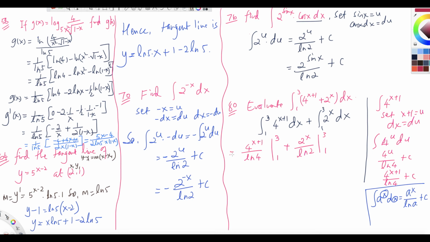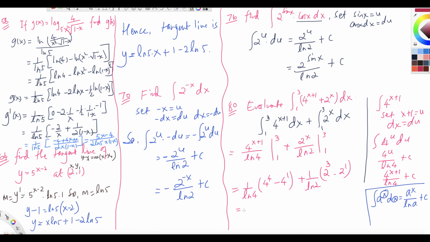Now plug in 3 first and then minus 1. Let me write down 1 over natural log of 4. Now plug in 3: 4 to the 3 plus 1 is 4 to the 4, minus 4 to the 1 plus 1, plus 1 over natural log of 2 times 2 to the 3 minus 2 to the 1. How much is 4 to the 4? It is 4 times 4 times 4 times 4. 4 times 4 is 16, times 4 is 64, times 4 is 256.